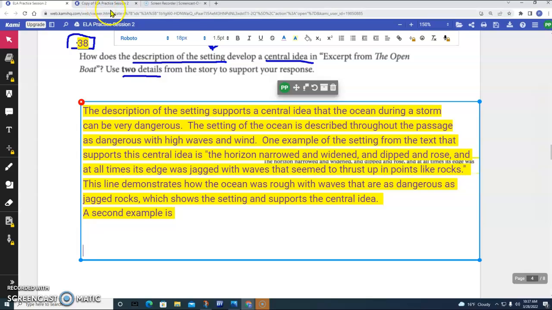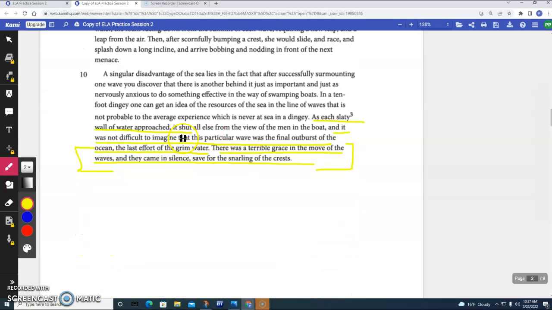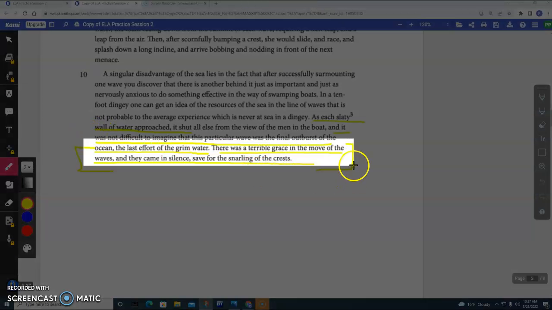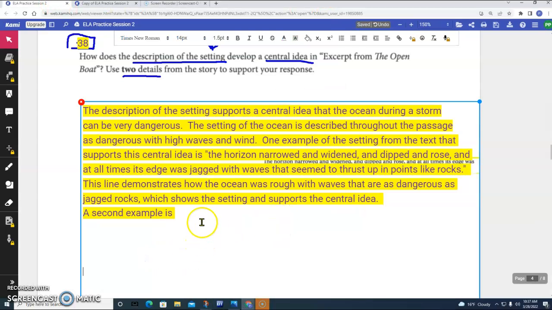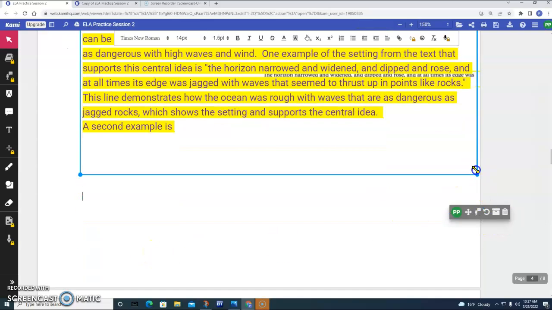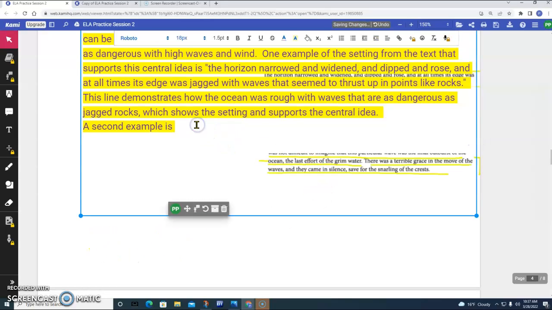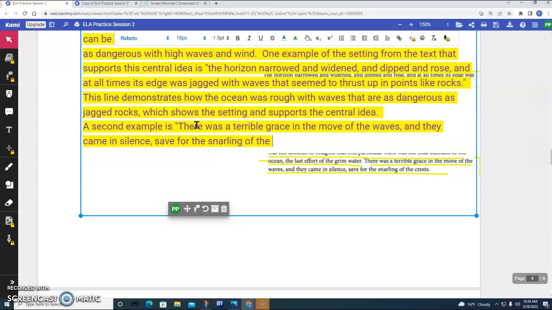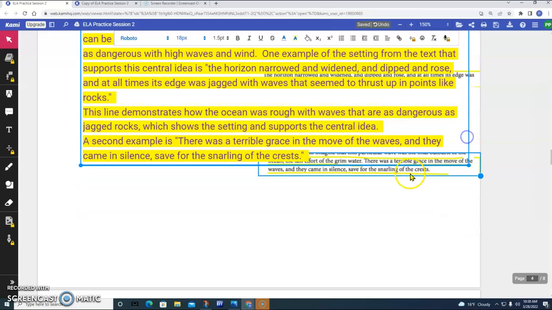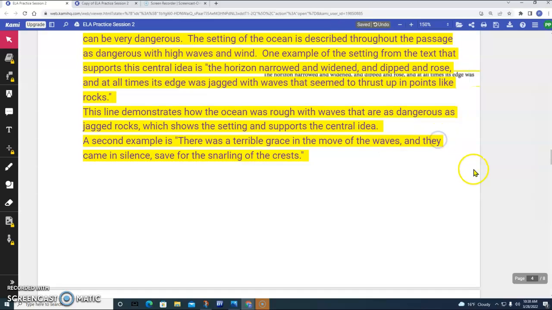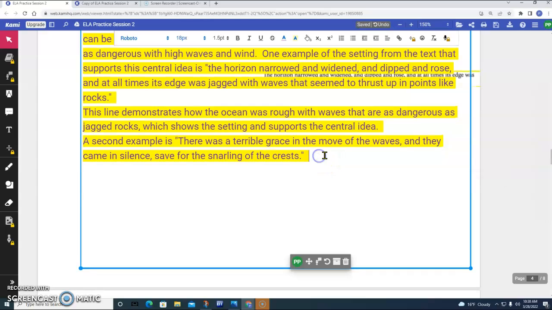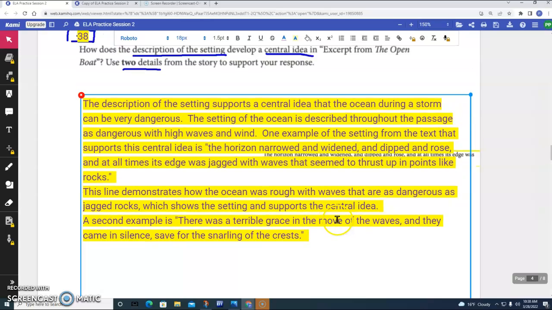A second example is, okay, so let me go back over. And again, I will just snip the section I want. There we go. There was a terrible grace in the move of the waves, and they came in silence, save for the snarling of the crests. And then we can get rid of this. Okay, so I've introduced the second example and quoted it, and now I need to explain it further. How does it support the central idea?